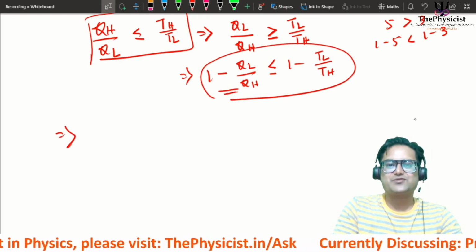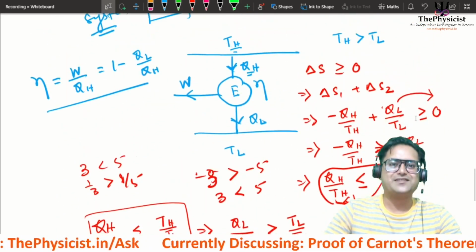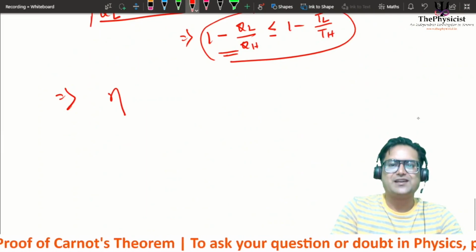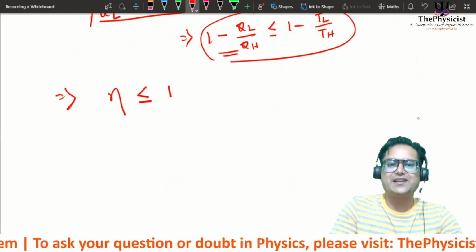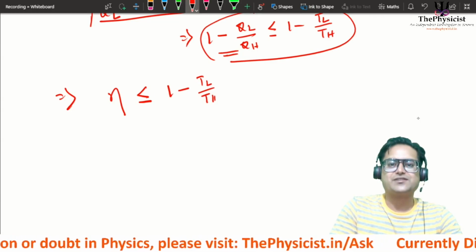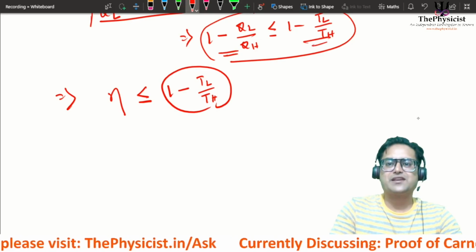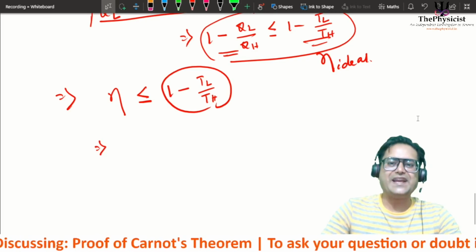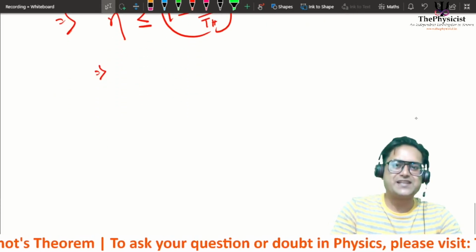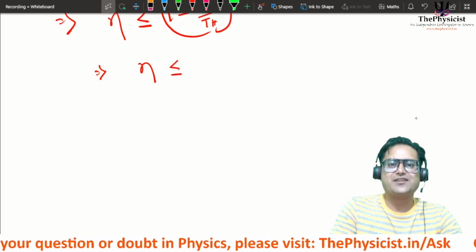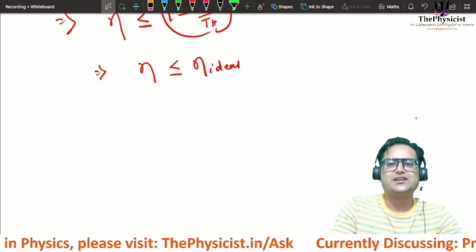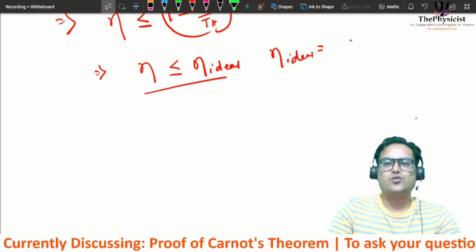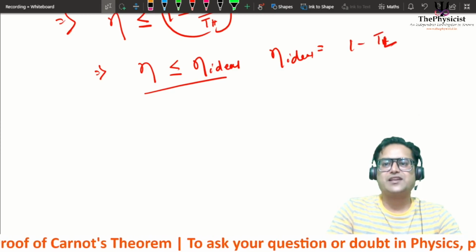That means, students, what is this 1 minus QL by QH? I have already defined this. That's my efficiency. So my efficiency must be less than or equal to the ideal efficiency, 1 minus TL by TH. Yes, that means any heat engine operating between the two temperatures TH and TL will have an efficiency less than or equal to the ideal efficiency, where ideal efficiency is equal to 1 minus TL by TH.